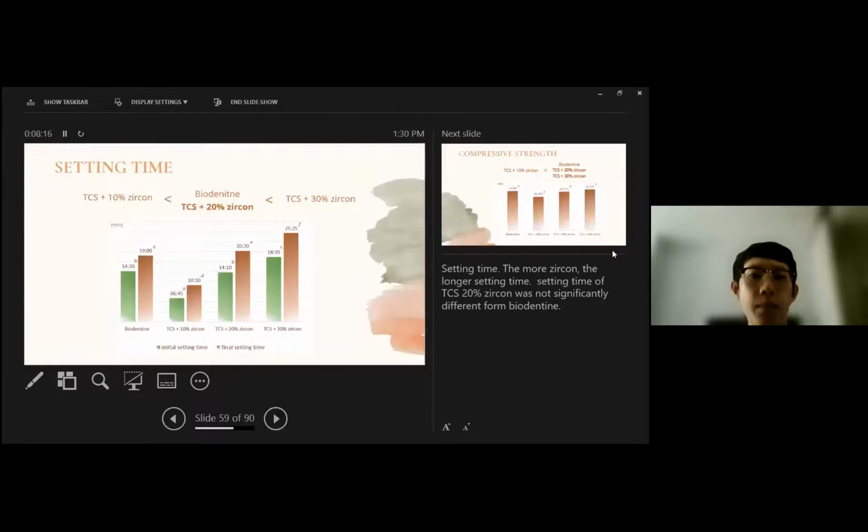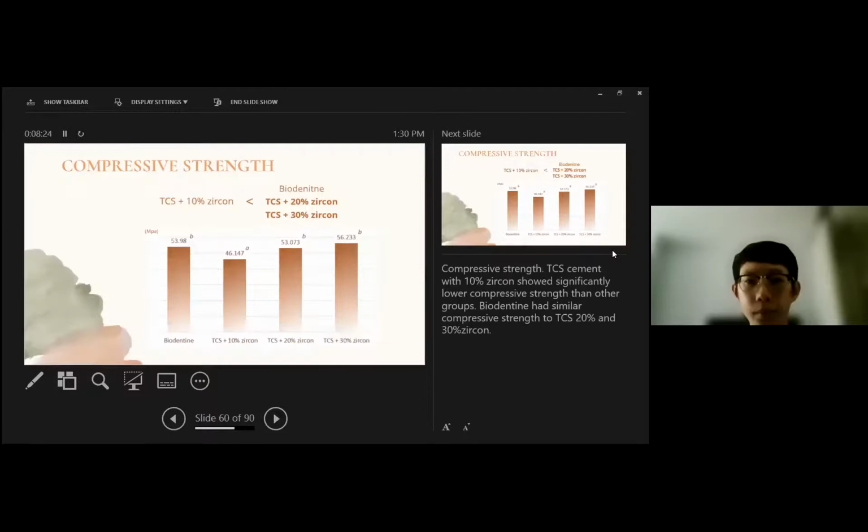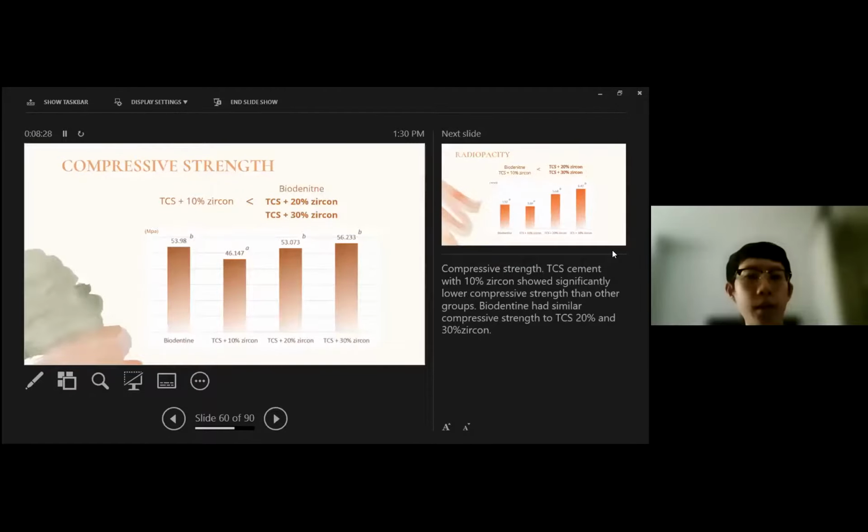Setting time: the more zircon, the longer the setting time. Setting time of tricalcium silicate cement with 20% zircon was not significantly different from Biodentine. Compressive strength: tricalcium silicate cement with 10% zircon showed significantly lower compressive strength than other groups. Biodentine had similar compressive strength to tricalcium silicate cement with 20 and 30% zircon.